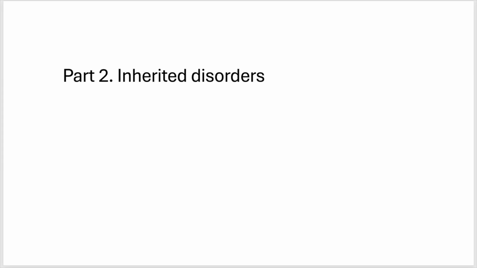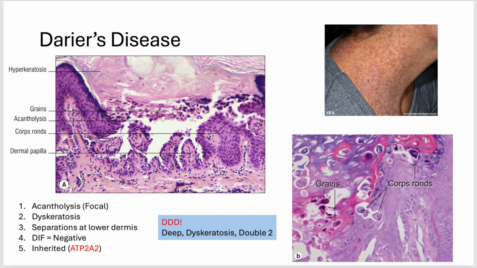Perfect. We have finished part 1 of this lecture, which is intraepidermal and subepidermal blistering disorders. And now let's briefly talk about a little bit of the inherited disorders which may have intraepidermal separation. The first disorder in this category is Darier's disease. So what is Darier's disease? This is an inherited acantholytic dermatosis caused by mutation in the ATP2A2 gene, which affects calcium signaling in keratinocytes.